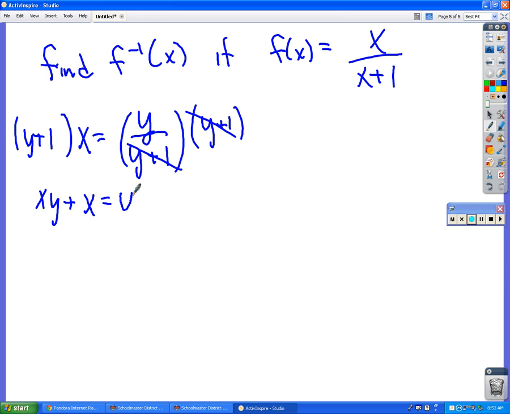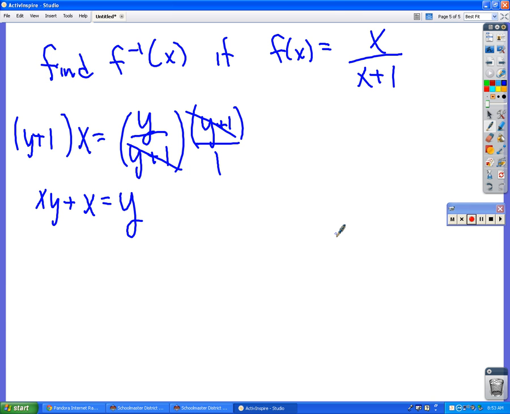These cancel, and that equals y. The y plus 1 and the y plus 1 cancel. So xy plus x equals y.